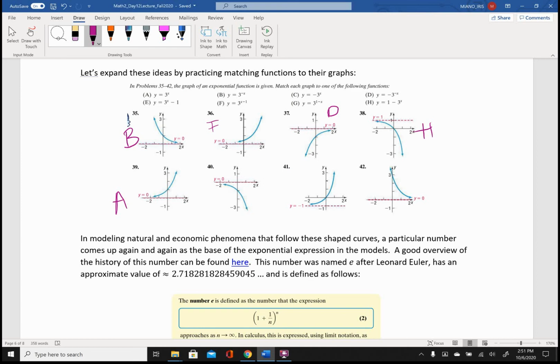Okay, so for number 40, it looks like we have the parent in which a is greater than 1, but it's reflected over the x-axis. So that's going to be looking most like, as far as the function's concerned, C.